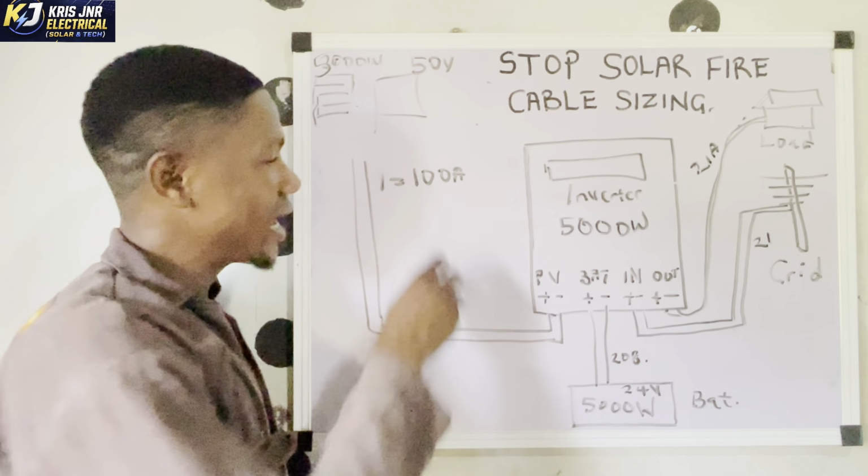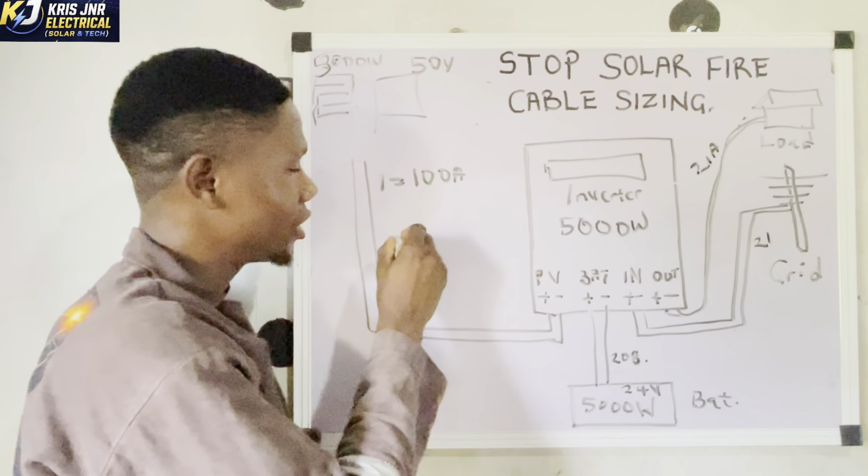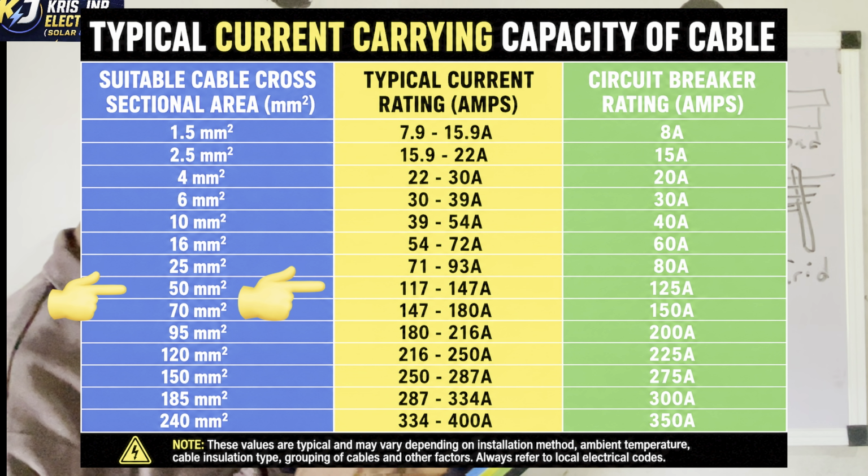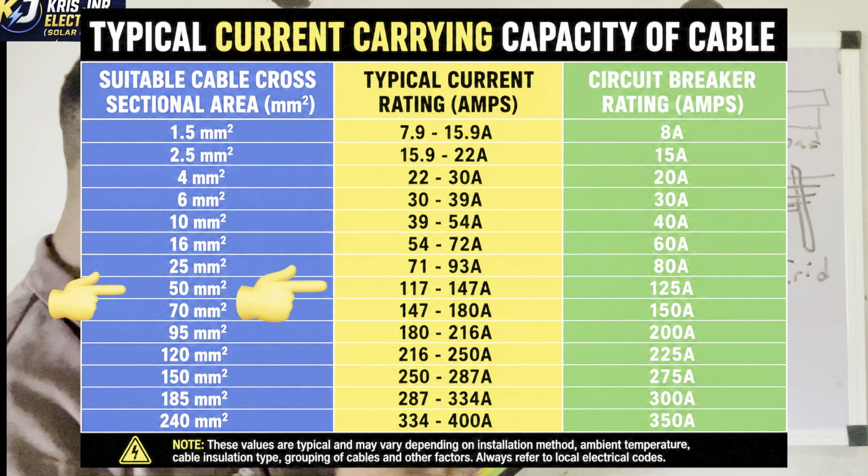Okay, so what size of cable can carry 100 amps? From the ampacity table, if the current is between 71 and 93 amps, you should use 25 mm. But if the current is between 93 and 117, up to 147 amps, you should use a 50 mm cable. So it is a 50 mm cable that we are going to use here.